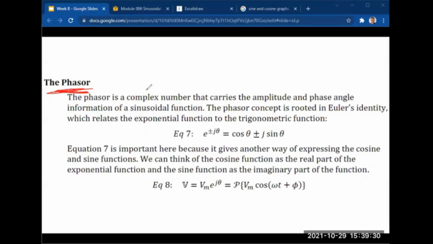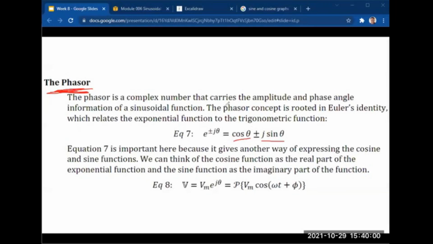The phasor concept is rooted in Euler's identity, which relates the exponential function to the trigonometric function. So if you still remember our Euler's identity from our advanced math, that is e raised to j theta, which is equal to cosine theta plus j sine theta. This is the imaginary part. This is the real part.